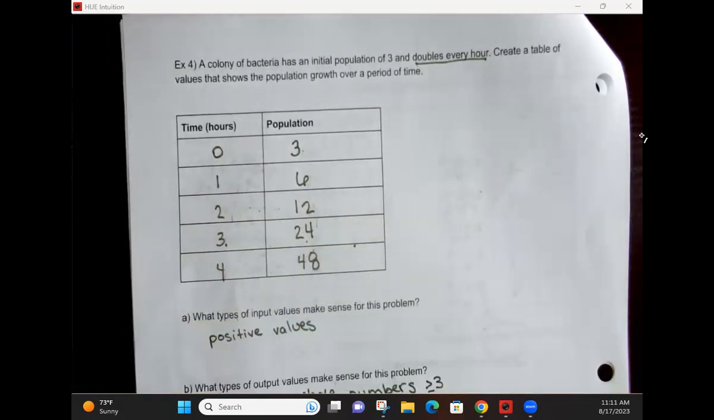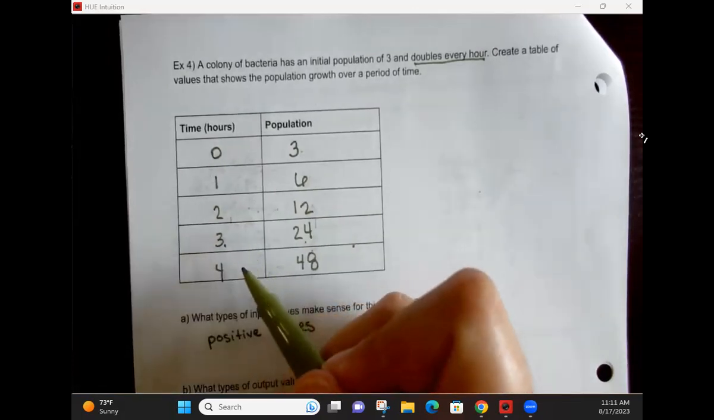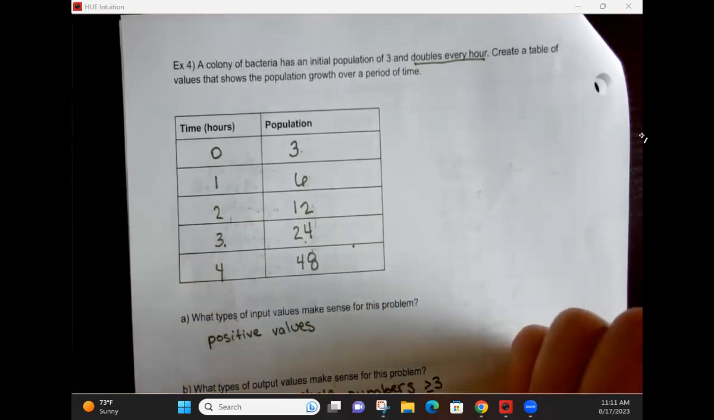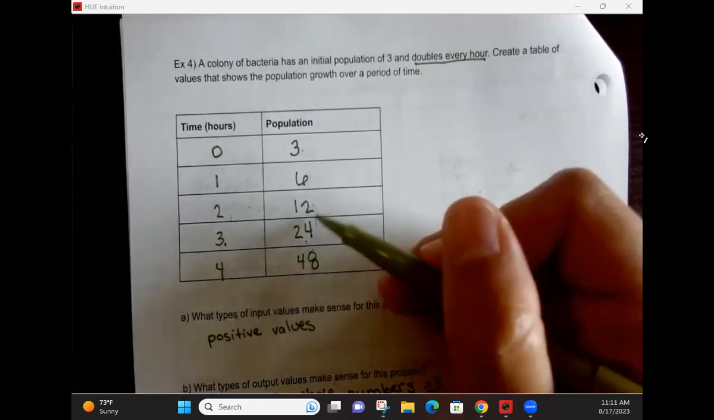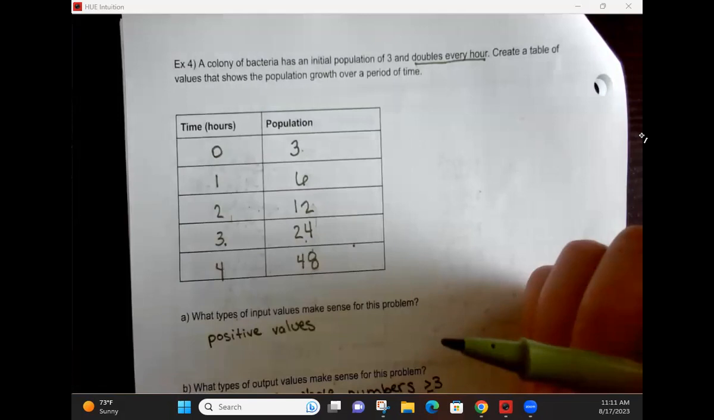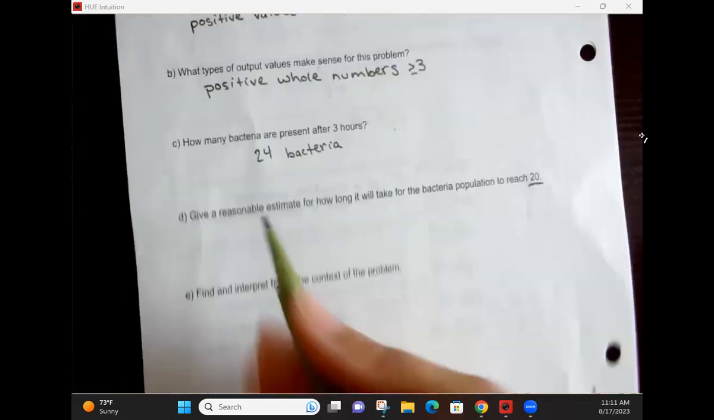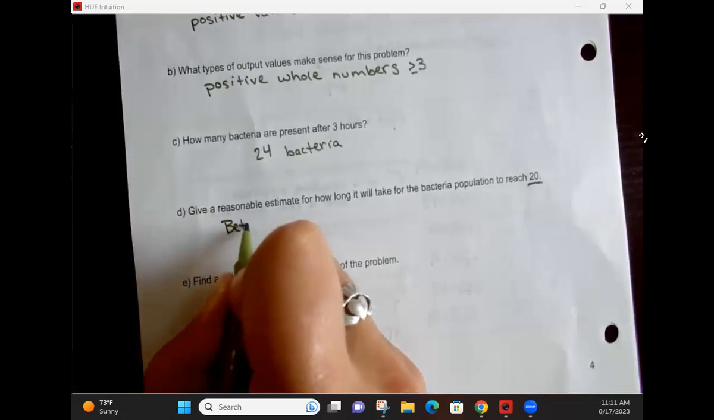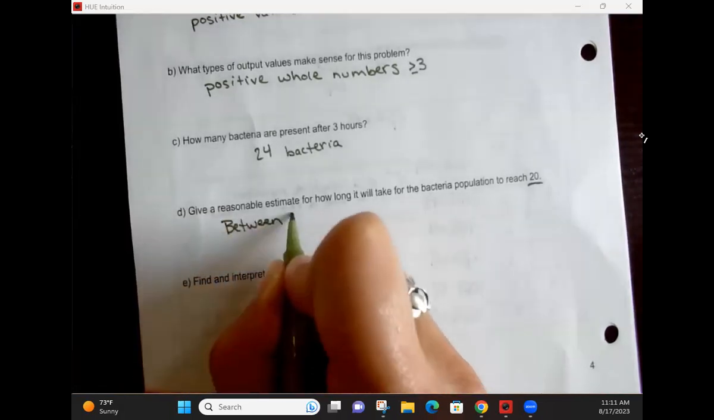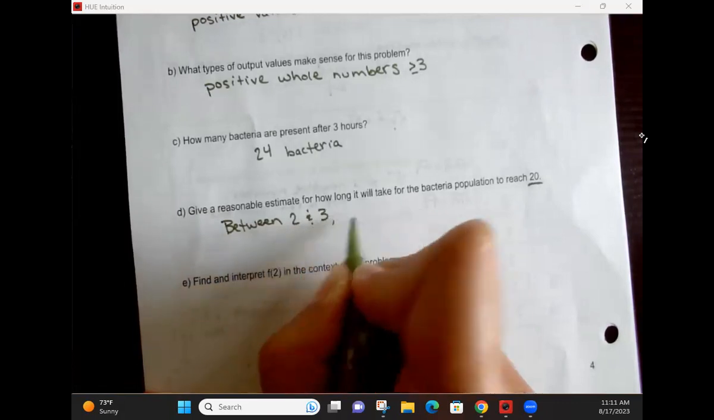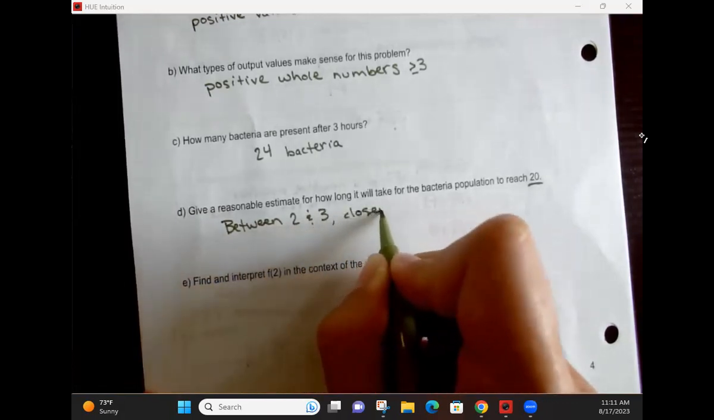It would be between here and here. Between 2 and 3, right? Closer to 2, closer to 3. Why closer to 3? Because I'm looking at these values and I'm deciding which of them is closer to the one that I want, closer to 20, right? So between 2 and 3, but closer to 3.